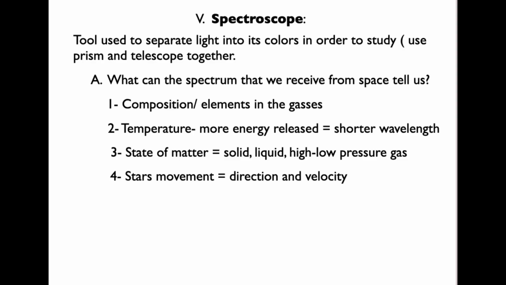So if you're looking at the notes and the slideshow now, the things that a spectroscope can tell us about a star are the elements, the composition, which is really helpful, and we're going to see examples of that later. It can show us the temperature, based sometimes on color, the state of matter, and stars' movement, which we'll also talk about later. How can we really tell if stars are moving towards or away from Earth?